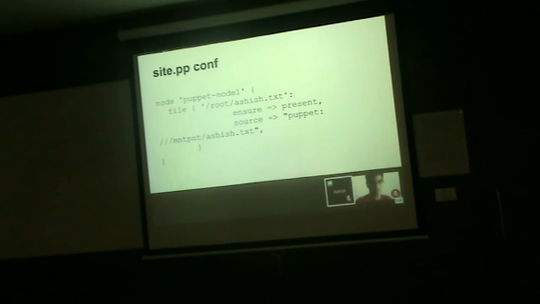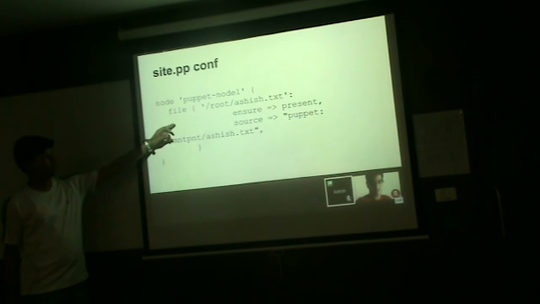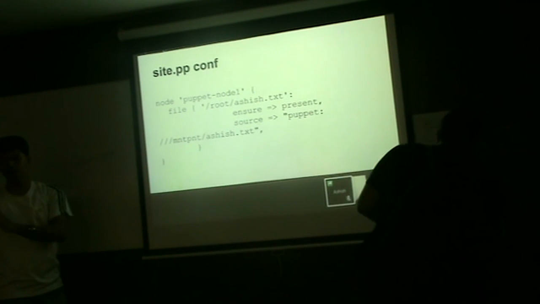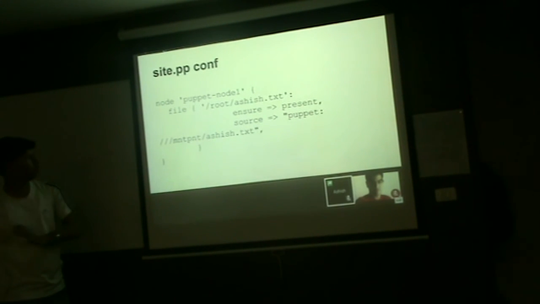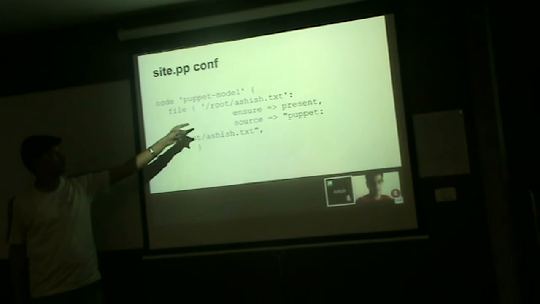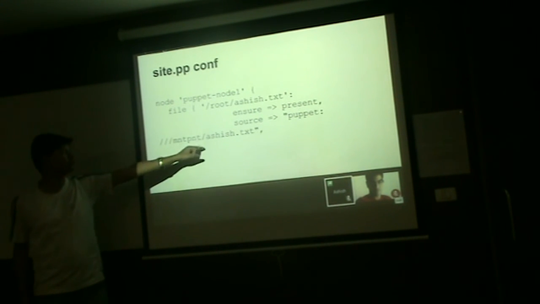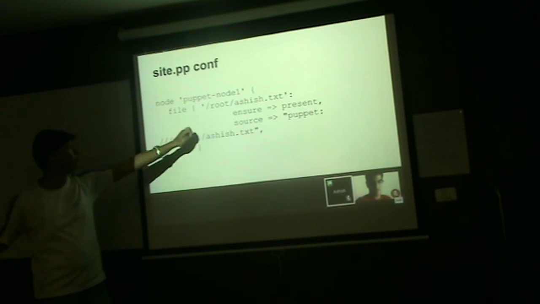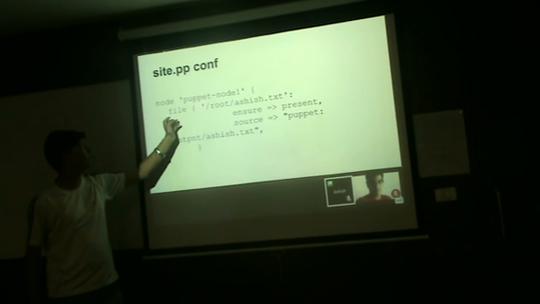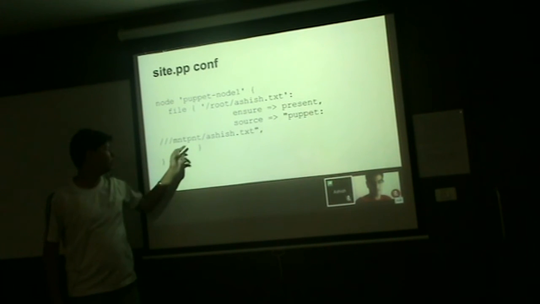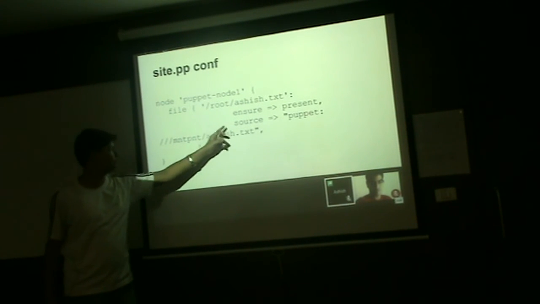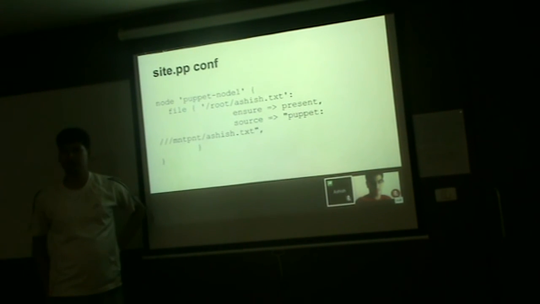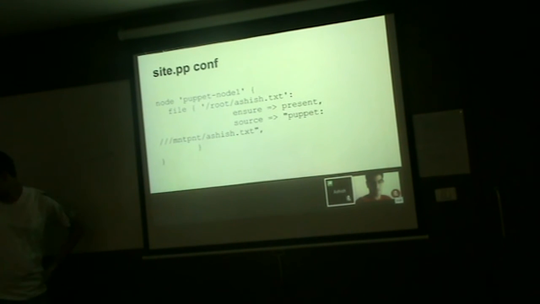So in the site.pp, since every file will correspond to a different agent node, I can say for Puppet node 1, look for this file, ensure it's present, and the source would be the mount point and this file. For example, if I have a Postgres server running, whatever the path of the file name is, that is the mount point, and from there check and copy this file and paste it there. And we can do it.